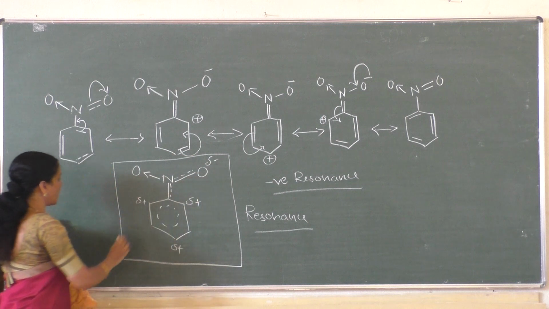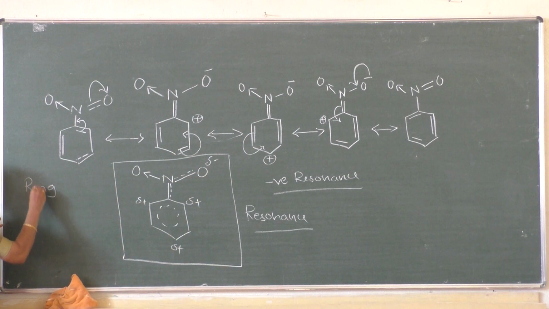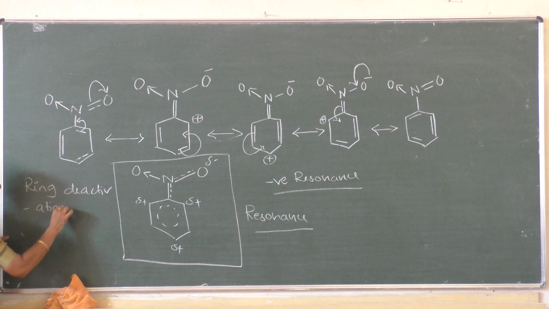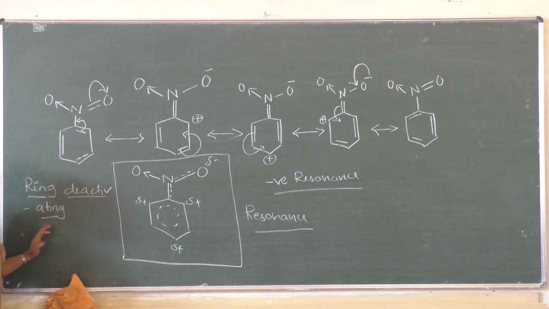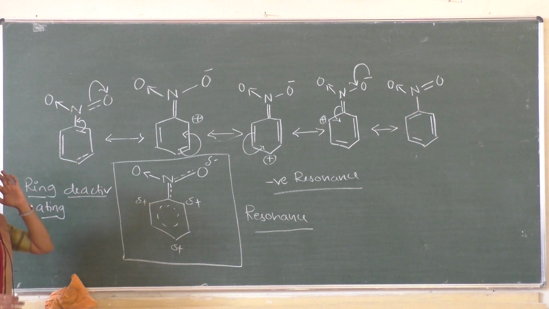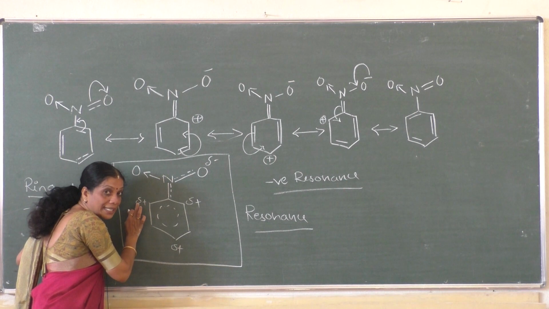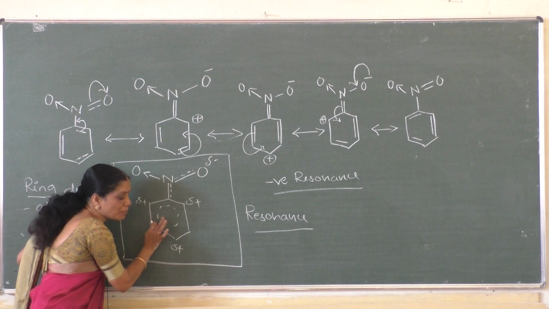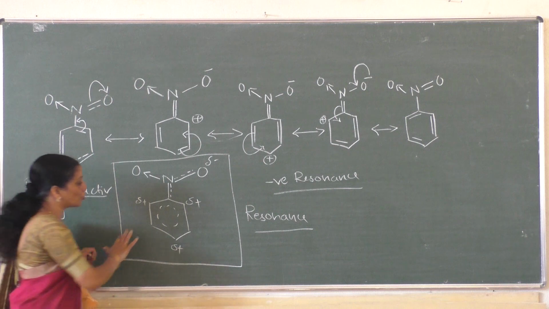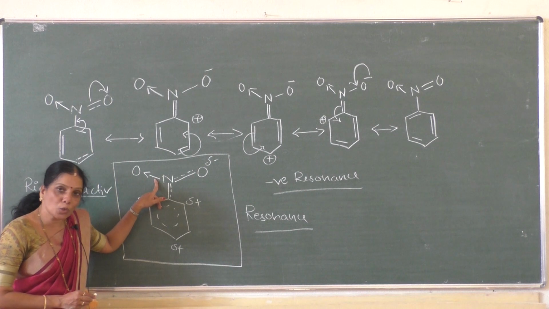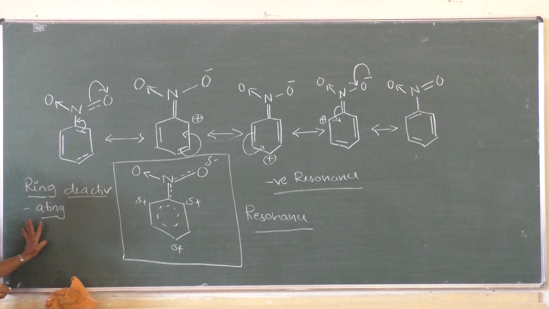Since this group decreases the electron density of the benzene ring, it is always called a ring deactivating group. In the last session we studied about a ring activating group, but here this is called a ring deactivating group, because this decreases the electron density. Electrophilic attack on this benzene ring becomes difficult due to the decrease in the electron density of the benzene ring by this NO2 group. It is always called a ring deactivating group. Understood students?